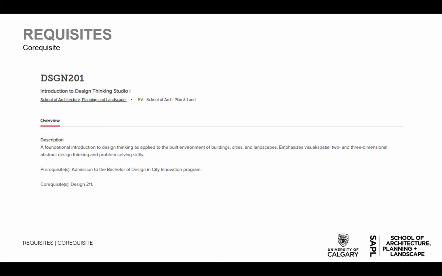Co-requisites are courses that must be taken in the same semester. In this example, Design 211 is listed as a co-requisite for Design 201. This means that when you register for Design 201, you will also need to register for Design 211. So when you're loading up your shopping cart, remember to add both co-requisite courses.